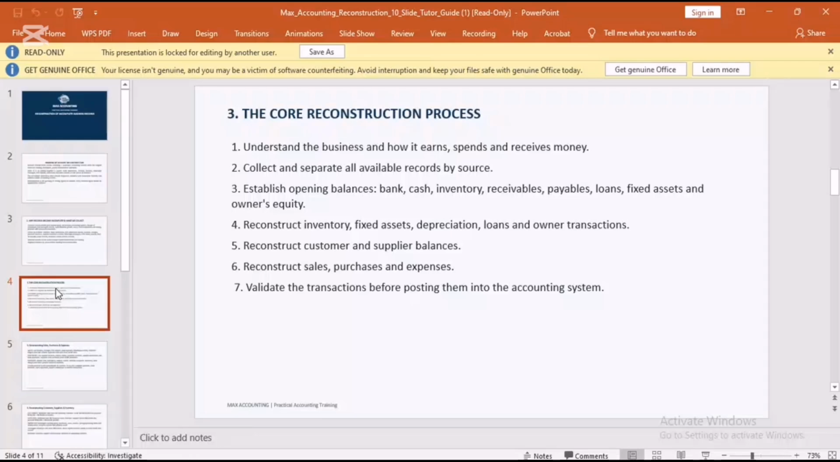Establish opening balances. First, you establish opening bank balances because they must have had some balances in their bank from the previous years or previous period when there were no proper records. So cash, inventory that is available, the receivables of customers, payables of suppliers, the loan if the business had obtained a loan previously, fixed assets and equity.